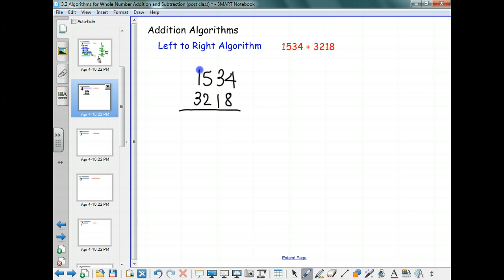Instead of working from right to left, which is the standard algorithm we talked about last time, we're going to work from left to right. For most of us, we think, well, why would we do that? Why do you think it might be helpful for a child to work from left to right? Might be about whether they're right or left-handed.